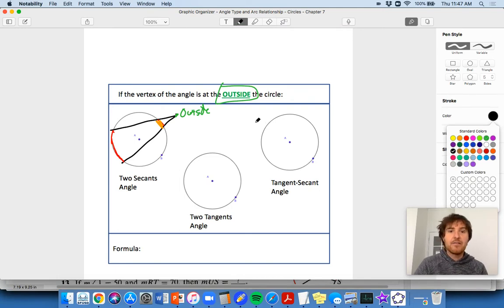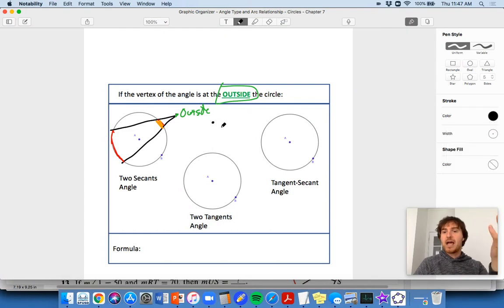And now I have two tangents angle. I do two tangents angle. So any point outside of a circle, you're going to be able to draw two tangent segments. So that's what I'll do here. And I'll just have to eyeball it. Looks like we're probably tangent around there. Maybe right here. Okay, and then eyeball it here.